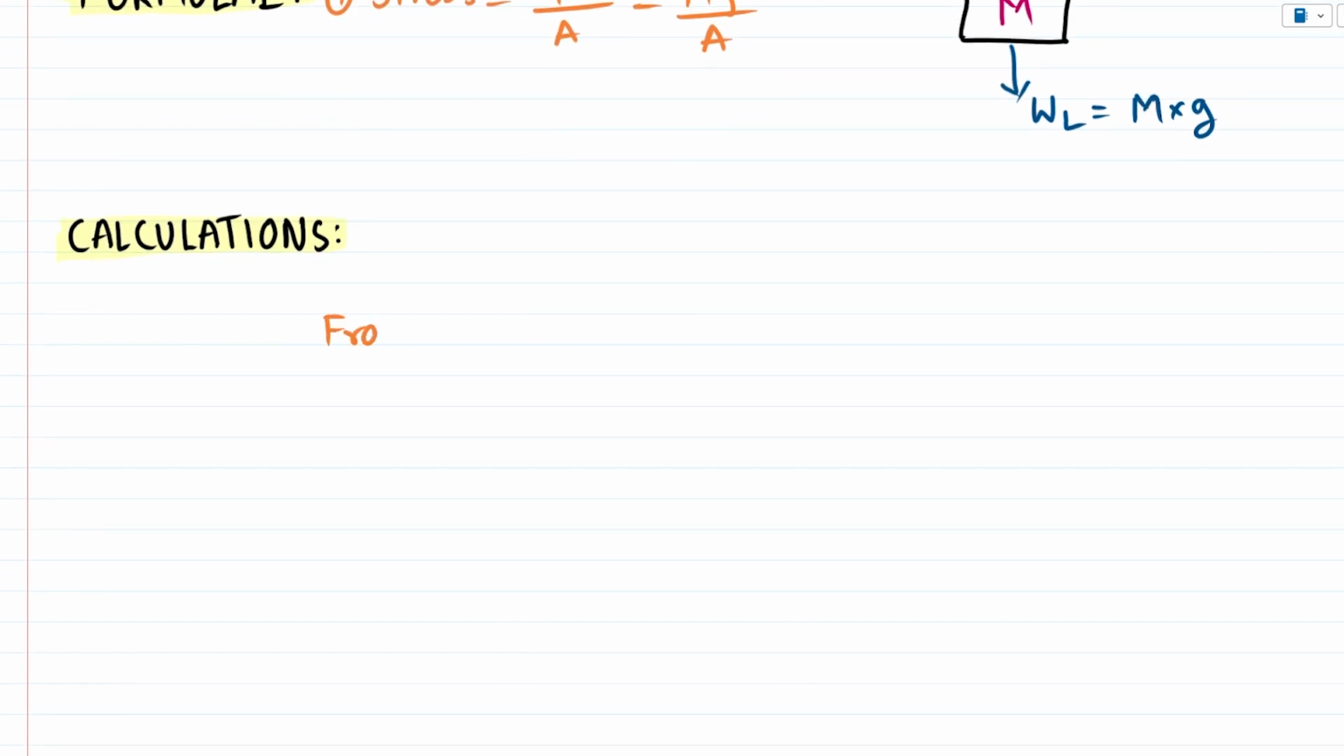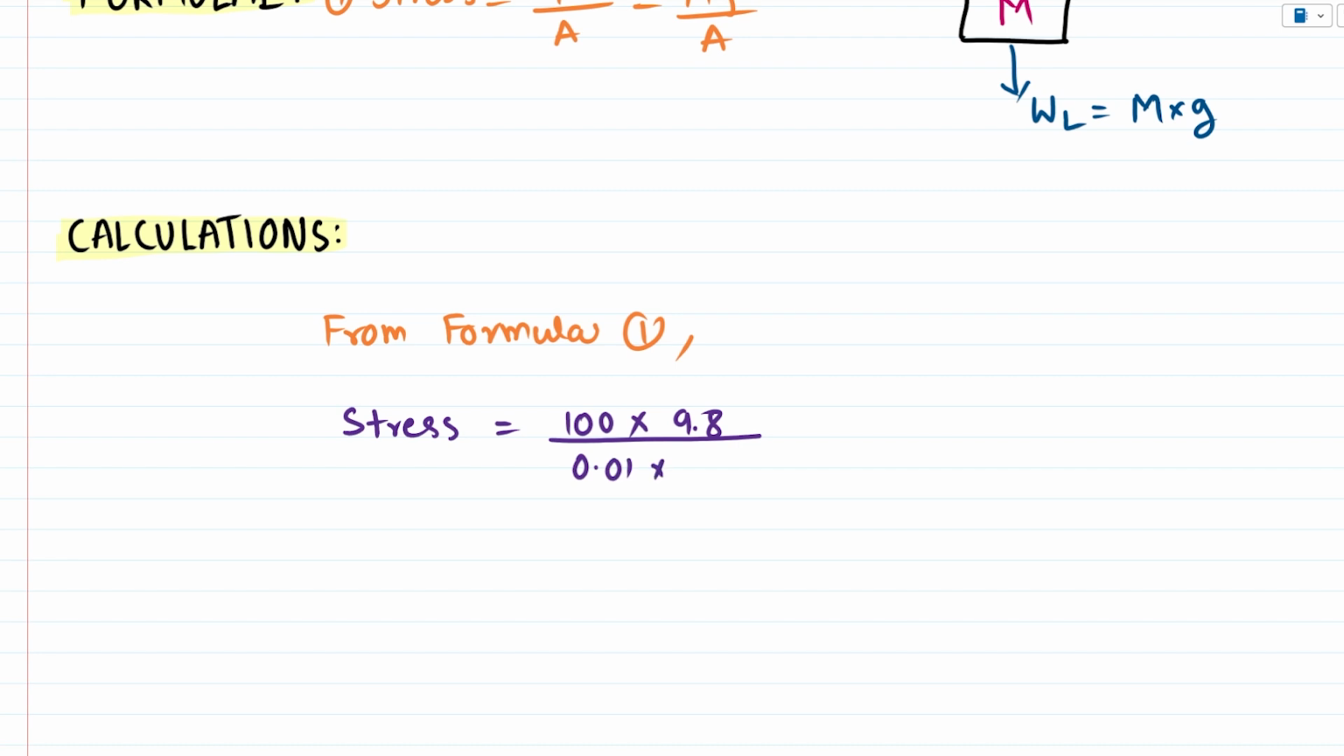So calculation section में हमारा first statement, that is from formula 1, we can calculate the value for stress. So stress in our wire is given as mass, which is 100 kilograms, into g, that is 9.8, commonly known value, divided by the cross-sectional area, that is 0.01 into 10 raised to minus 4 meter square. Now, let's simplify this calculation. 9.8 into 100 can be written as 9.8 into 10 raised to 2, and 0.01 into 10 raised to minus 4 effectively becomes 10 raised to minus 6.